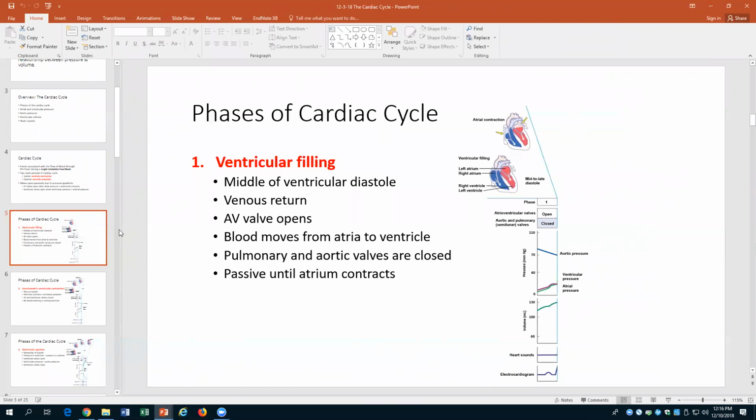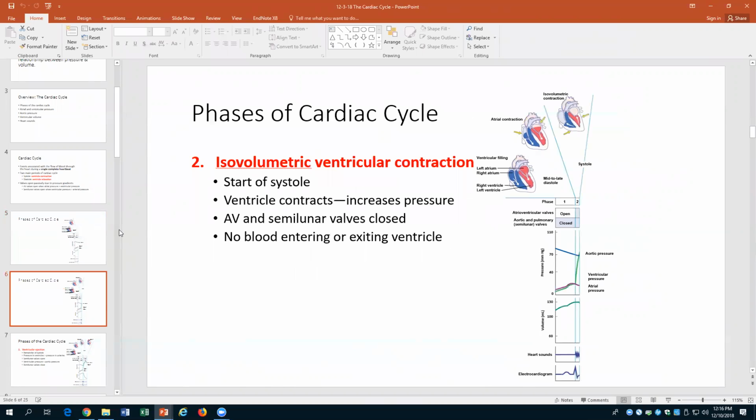We no longer have a pressure gradient. Now the pressure in the ventricle is going to continue to rise because this ventricle is now contracting. But it's not high enough yet to open up the semilunar valves. As we just said, it needs to be higher than the pressure in the aorta to open up the semilunar valves. So in the next phase, this is isovolumetric contraction, the pressure in the chamber is rising, right?